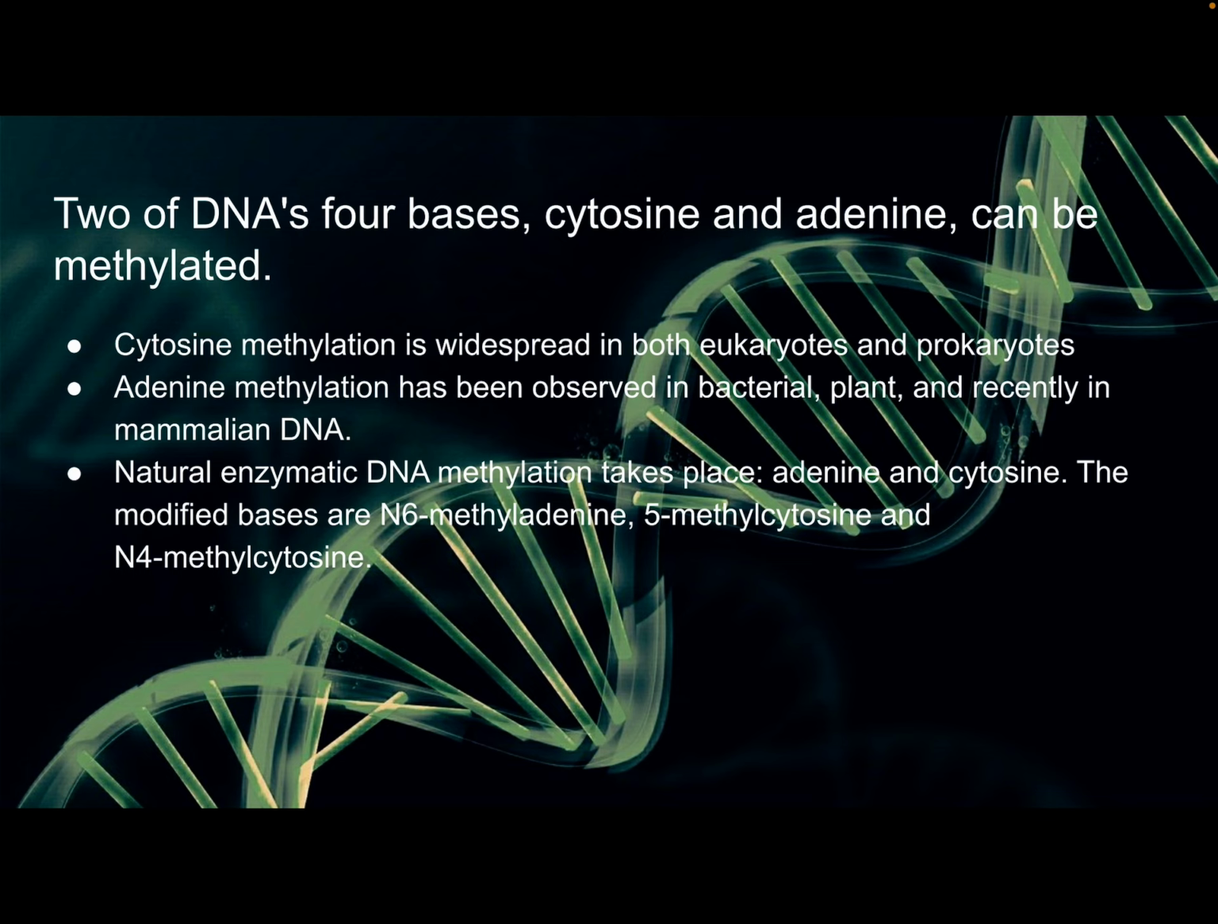Two of the DNA's four bases, cytosine and adenine, can be methylated. Cytosine methylation is widespread in both eukaryotes and prokaryotes. Adenine methylation has been observed in bacterial, plant, and recently in mammalian DNA. Natural enzymatic DNA methylation takes place in adenine and cytosine. The modified bases are N6 methyladenine, 5 methylcytosine, and N4 methylcytosine.